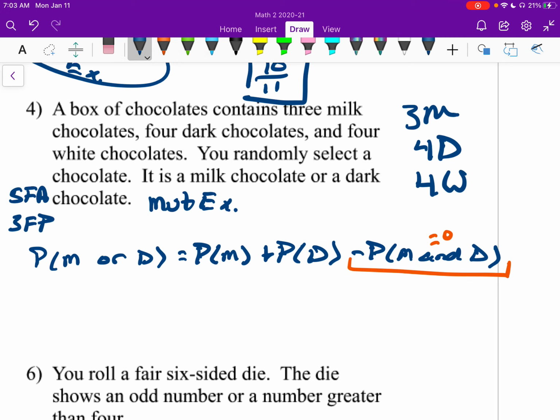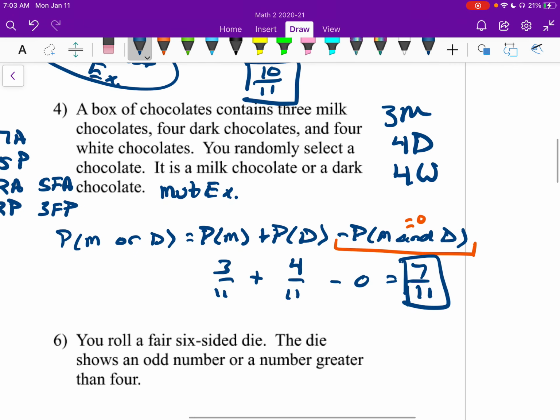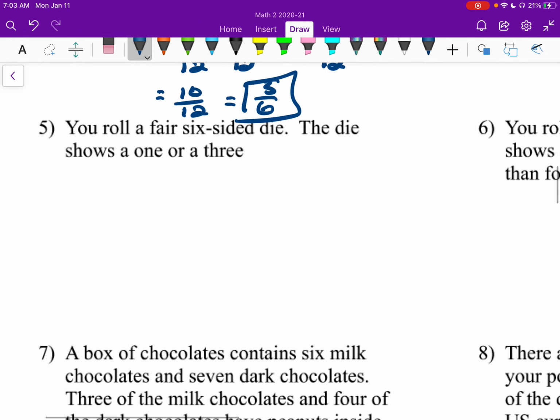All right, how many total do we have? 8, 9, 10, 11. So we have 11, and I'm just going to do those first two because the other one's 0. Or I'll even write that. Milk chocolates, we have 3. Dark chocolates, we have 4. So 4, 5, 6, 7. So we have 7 over 11. And we're done.